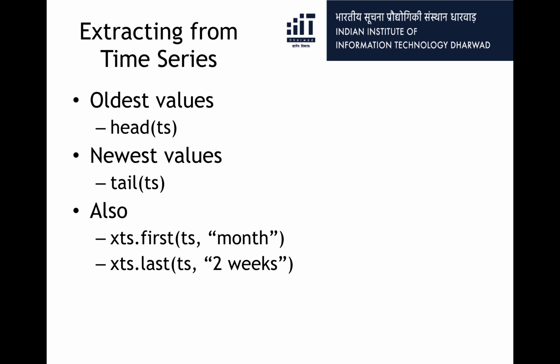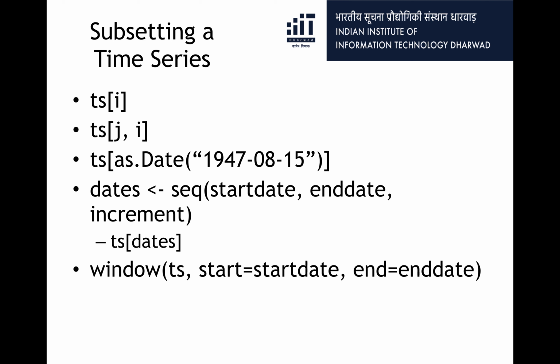For example, if you are using XTS instead of time series, it may be called first and last. So there, as I said, it's a calendar aware system. So you can say, give me the first month, the last 2 weeks, and so on. And it is smart enough to understand all of that and extract the relevant data elements from a time series data set. You can also do more sophisticated subsetting, that is slicing of the data.